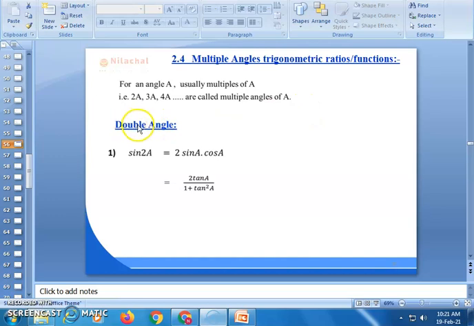So today we will talk about double angle. What do you mean by double angle? Double angle means 2 times angle A. So sin 2A equals 2 sin A into cos A. This is a formula. And another formula also: 2 tan A whole by 1 plus tan square A. Sin 2A formula is what? 2 sin A into cos A, or you can put down 2 tan A whole by 1 plus tan square A.